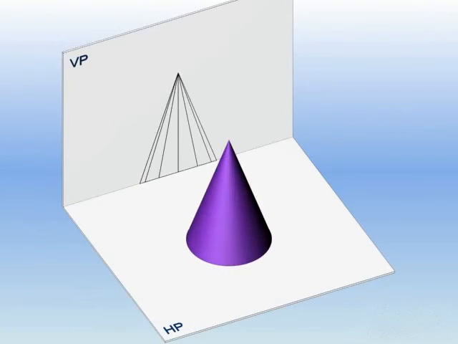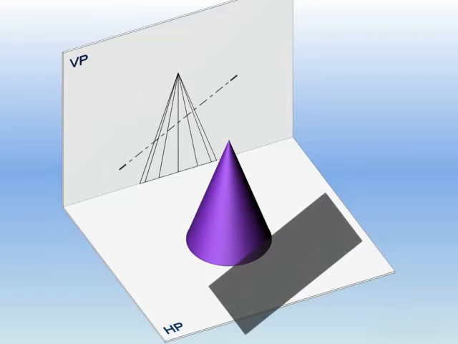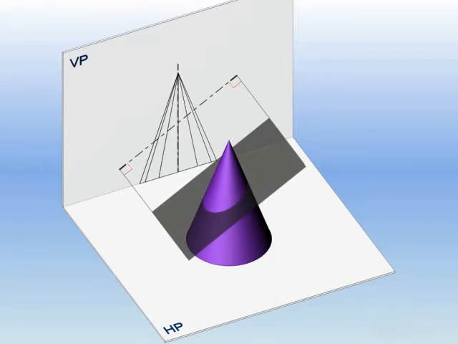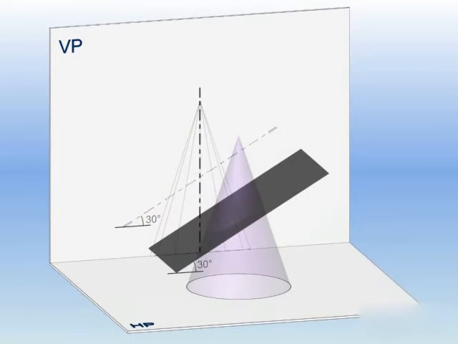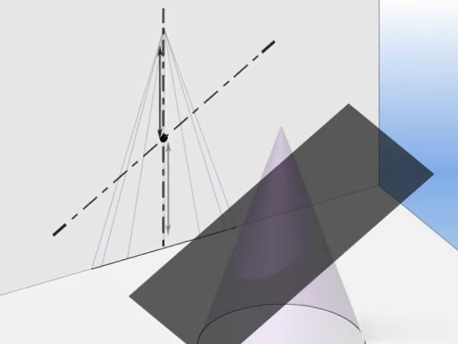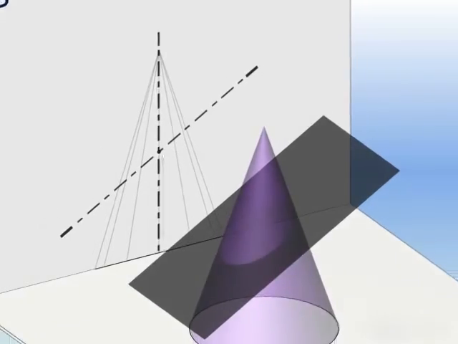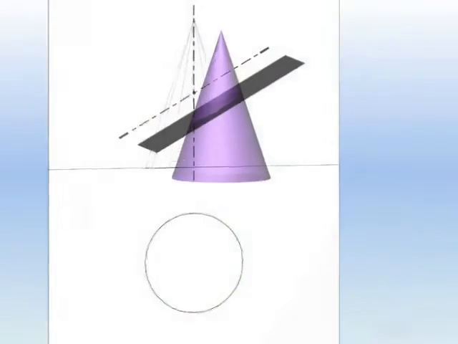In the figure, a cone rests on the HP. A section plane perpendicular to VP and inclined at 30 degrees to HP bisects the axis of the cone. Let's draw the development of the truncated cone.